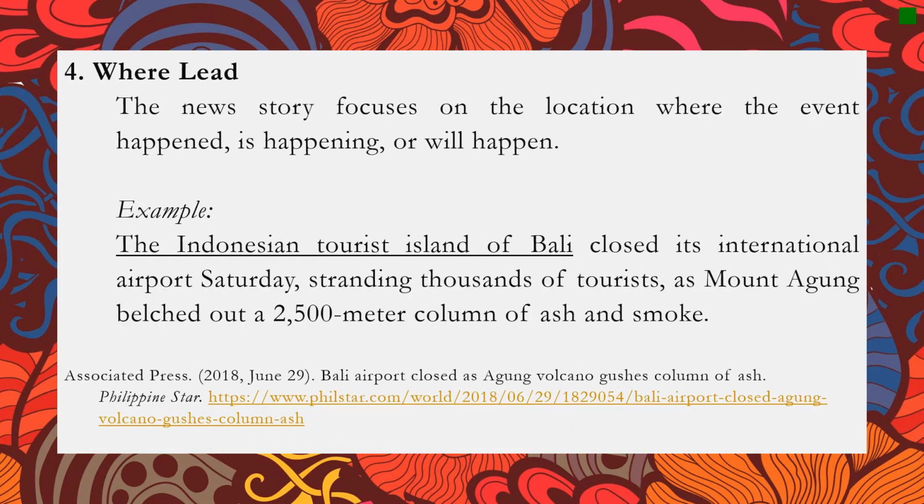The next type of summary lead is the where lead, wherein the news story focuses on the location, where the event happened, is happening, or will happen. For example, the Indonesian tourist island of Bali closed its international airport Saturday, stranding thousands of tourists as Mount Agung belched out a 2,500-meter column of ash and smoke. In this example, the focus of this story is the location, which is the Indonesian tourist island of Bali.